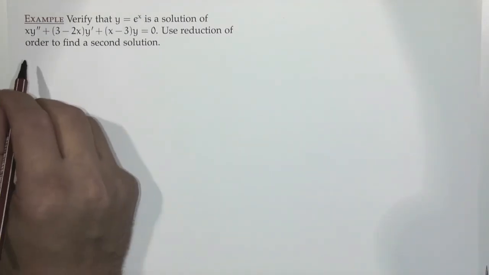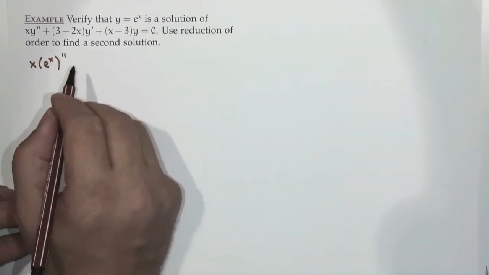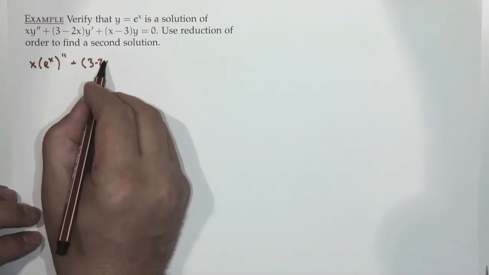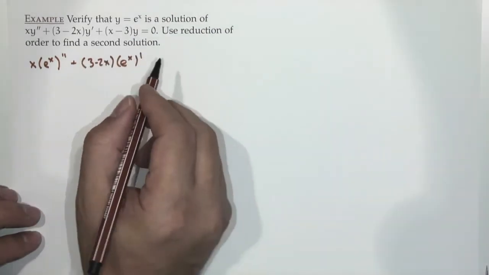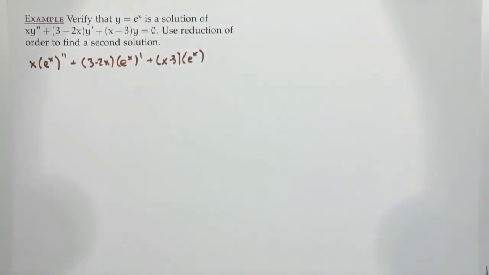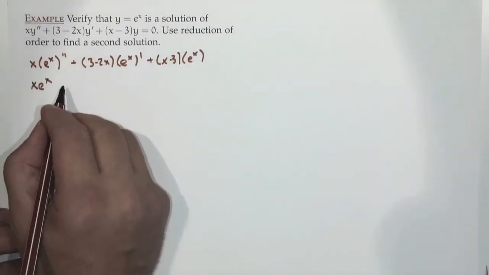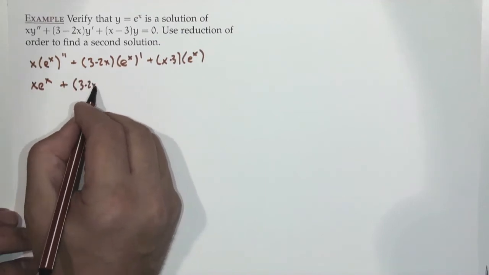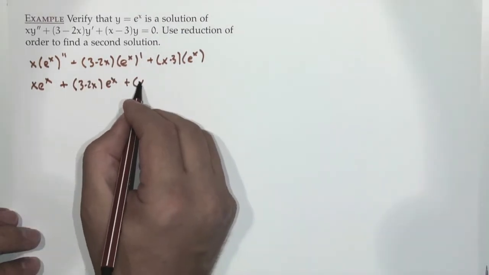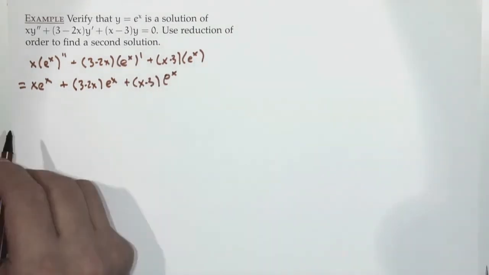Well, we do whatever we do when we verify: we plug it in. So we have x, and we multiply it by what happens when we take the second derivative of e to the x, plus (3 minus 2x), plug in e to the x, plus (x minus 3), and let's just plug in the function. And now we have to think, okay, what's the second derivative of e to the x? They gave us a nice function. The first derivative of e to the x is e to the x. And the derivative of e to the x is e to the x, yes. Good.